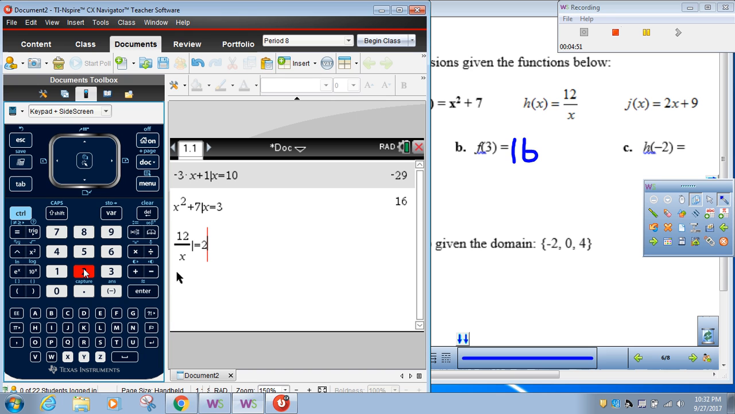Except when you hit it, you got to make sure it's plugging it in. So we got x is equal to negative 2. All right, hit enter, and we got negative 6.